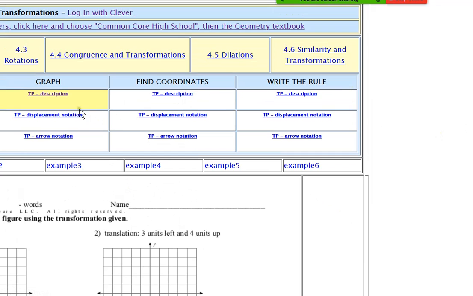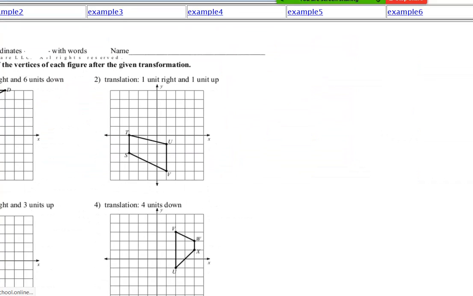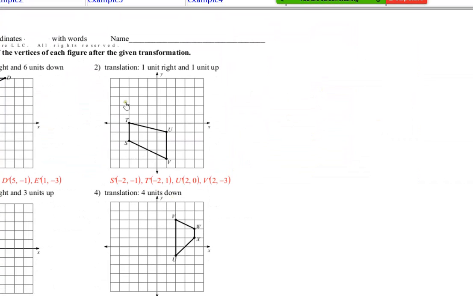I might ask the question like this. Find the coordinates of the vertex of the new thing with that translation. So there are the points. Notice they said 3 right and 6 down. So if I take B and I go 3 right and 6 down, 1, 2, 3, 4, 5, 6, I'm right here, which is 0, -2. Not complicated. All right. I will leave you to that.